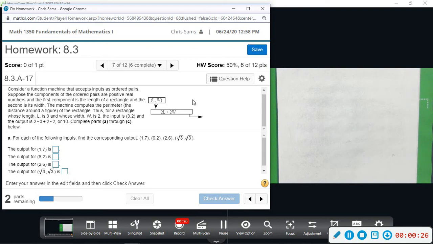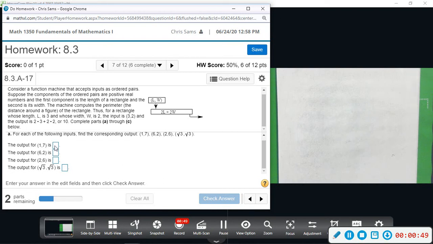Thus, for a rectangle whose length is 3 and width is 2, the input is (3, 2), and the output is 2 times 3 plus 2 times 2, or 10. We're going to complete parts A through C. So for the following inputs, (1, 7), (6, 2), (2, 6), and (square root of 3, square root of 3), for part A, we're going to compute the output.